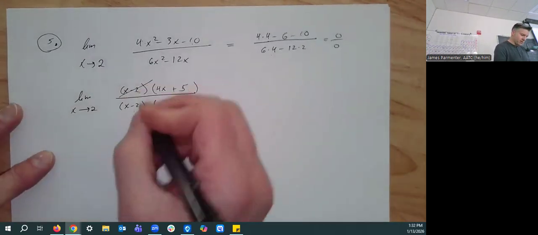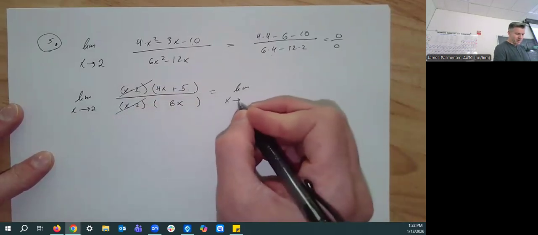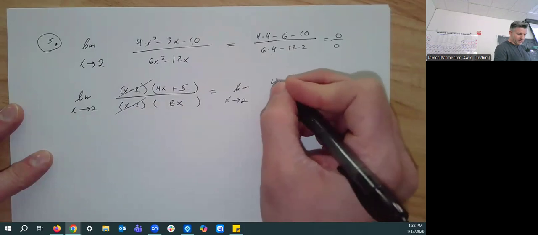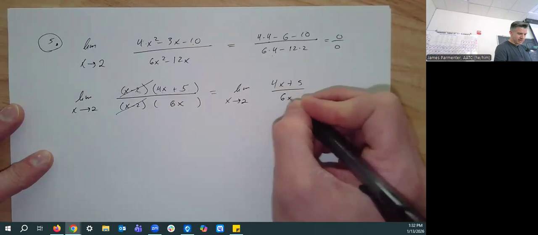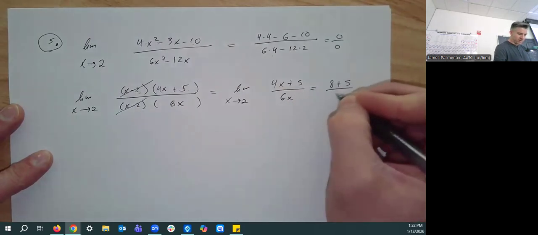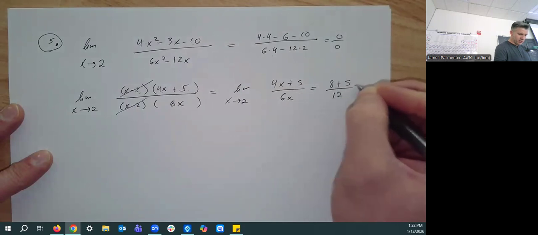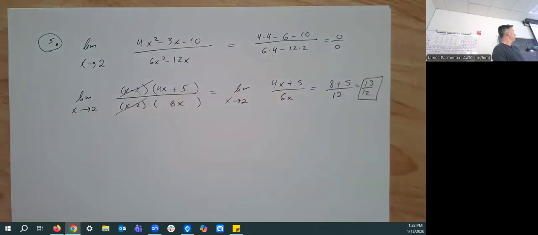And then we get to divide those and get 1. I like to write one more step here, even though you could just plug it in. We have the limit as x goes to 2 of 4x plus 5 divided by 6x. That's going to be 4 times 2 plus 5 over 6 times 2, which is 13 over 12. Neat.